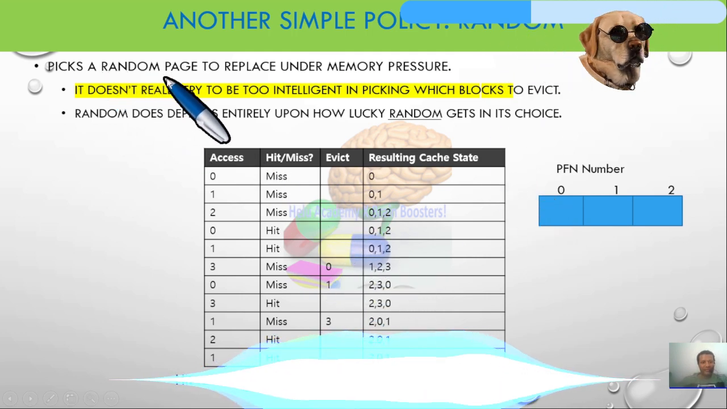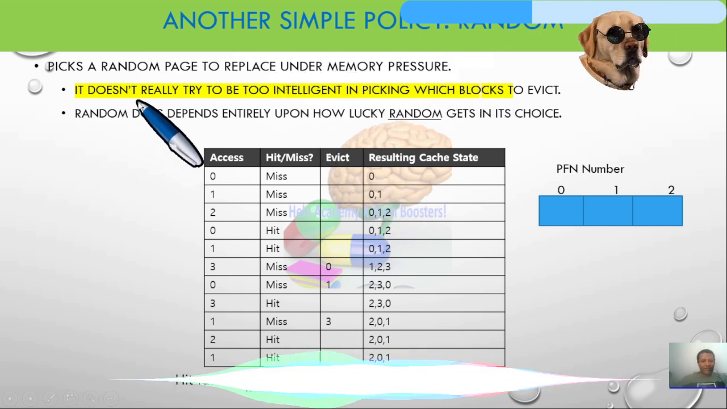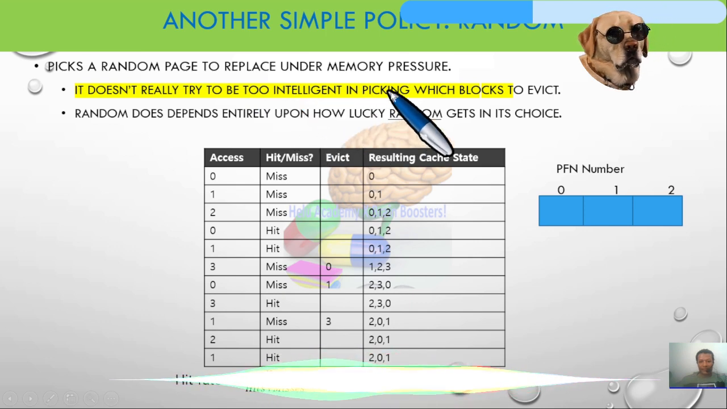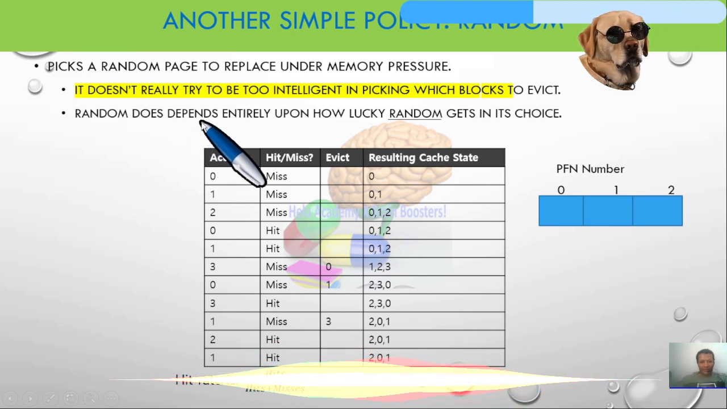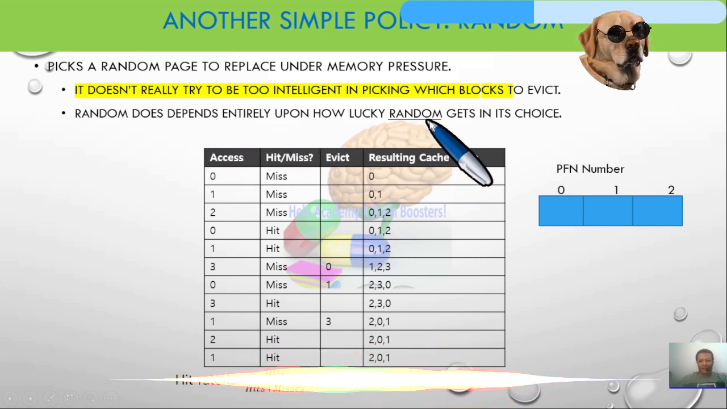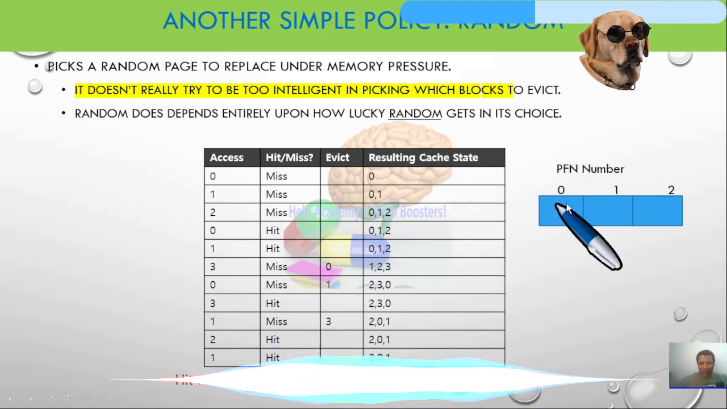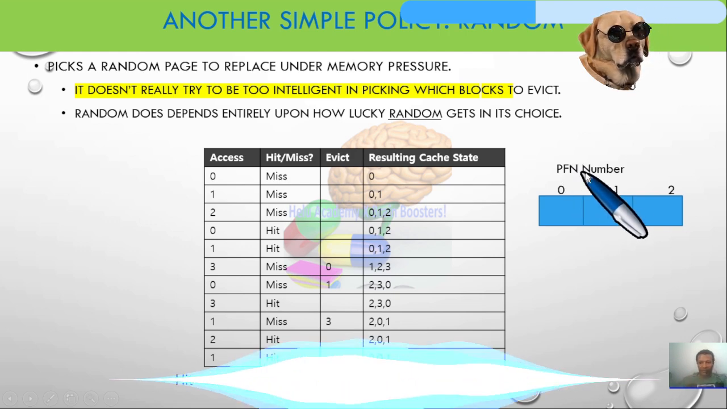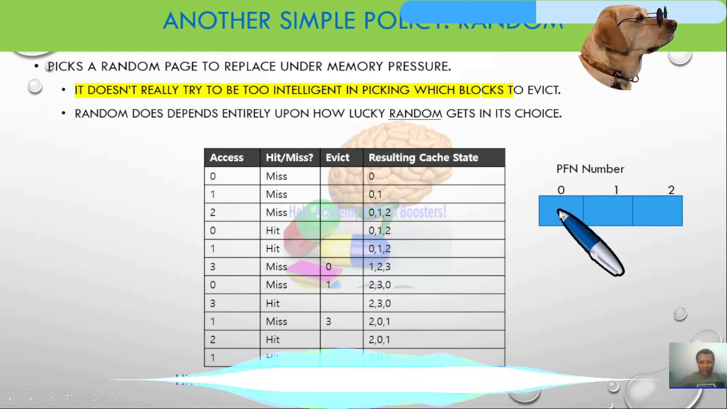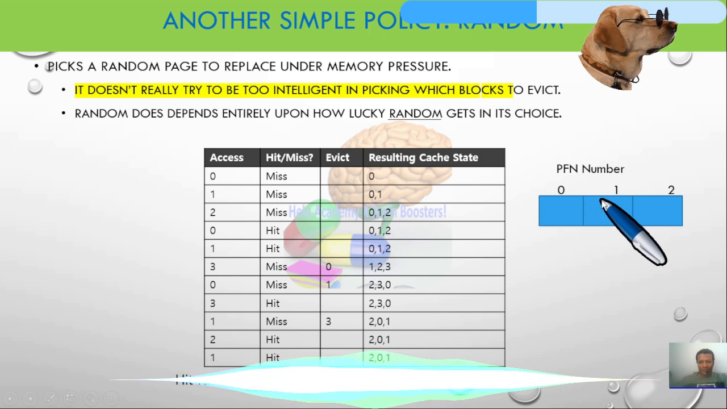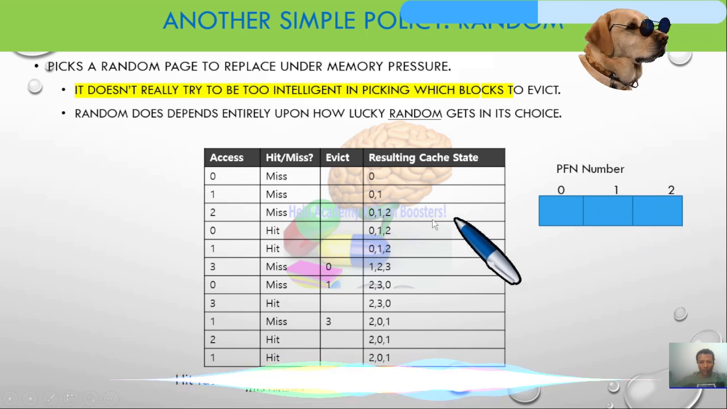Random picks a random page to replace under memory pressure. It doesn't really try to be too intelligent in picking which block to evict. Random depends entirely upon how lucky it gets in its choice. Let's see how it works. We have the page frame numbers 0, 1, 2, and the accesses here. 0 is a miss, so 0 will be here. 1 is a miss, then 0 and 1 will be here. 2 is a miss, so 0, 1, 2 is here.